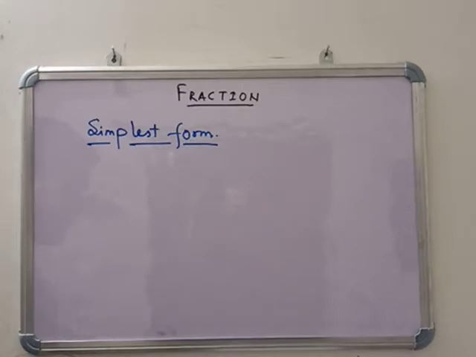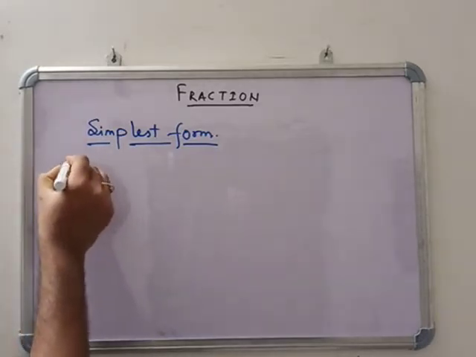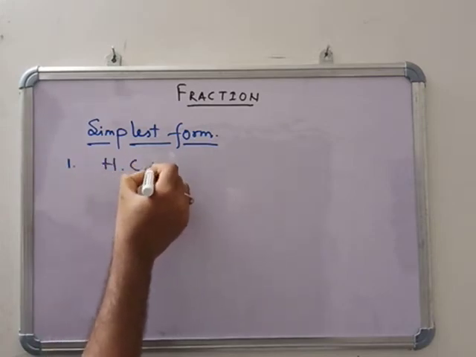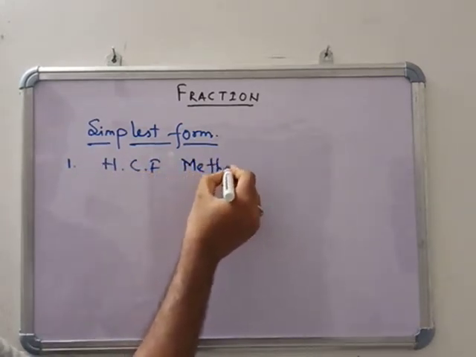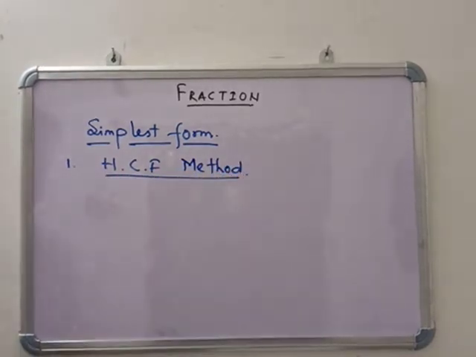In the book, two processes are given: the HCF method and the prime factorization method. I am discussing both methods, but for doing sums I suggest normally using cancellation. First of all, I am doing the HCF method. So what is the HCF method?